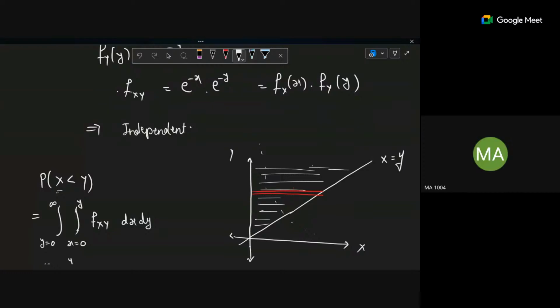That was in the case, ma'am, when the PDF was not given. Yeah, the PDF was not given. Here the PDF is given, and we are only calculating the range. Yeah, exactly.